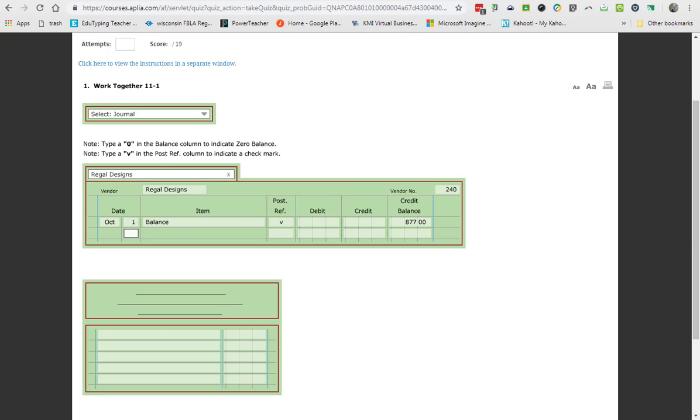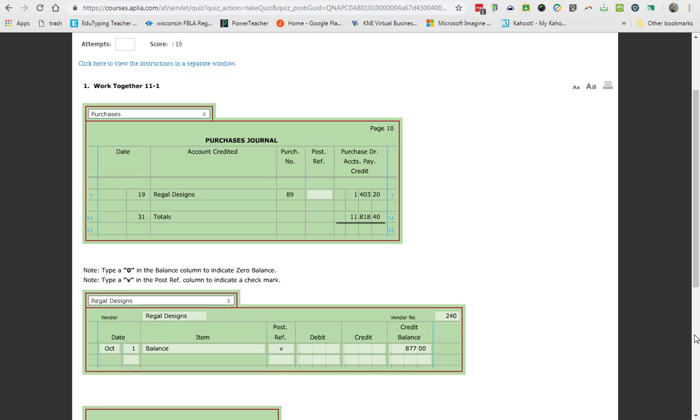Instruction number 2 says post the accounts payable credit line on page 7 of the purchases journal. So on the very top, I'm going to open up my purchases journal. I am only posting individually. I am not posting my totals. Individually means I look at my journal and I see what's here and I post to this.